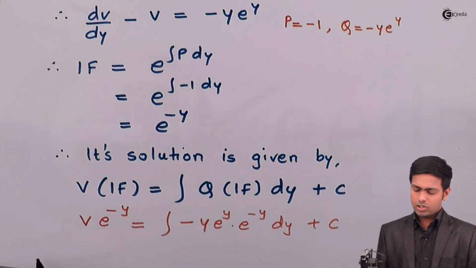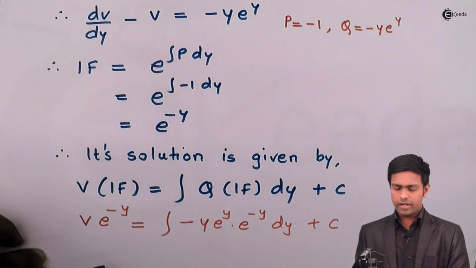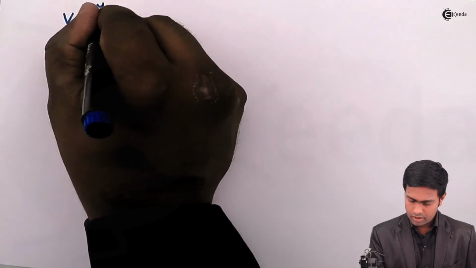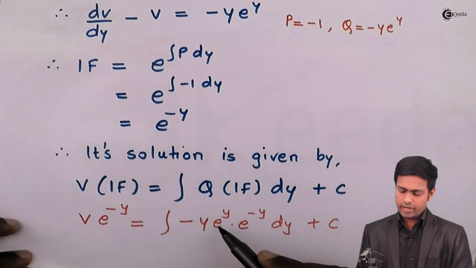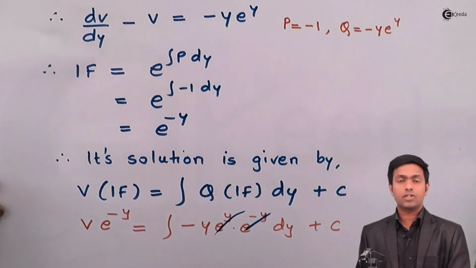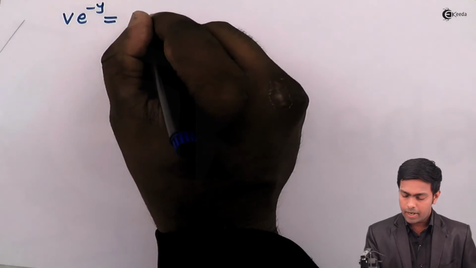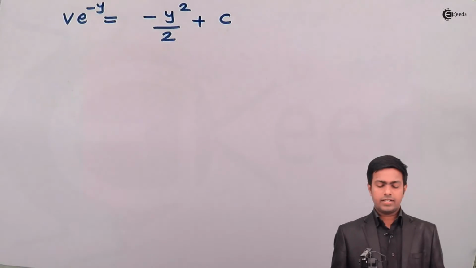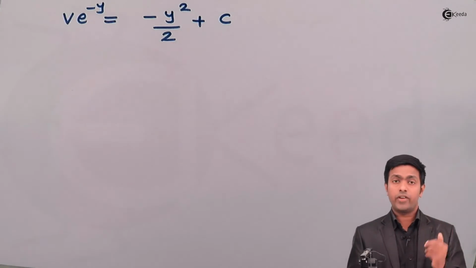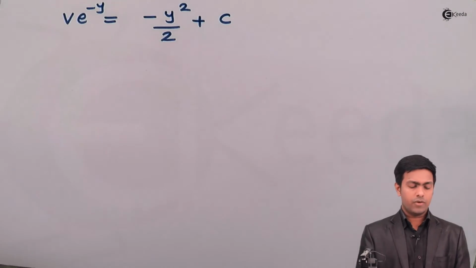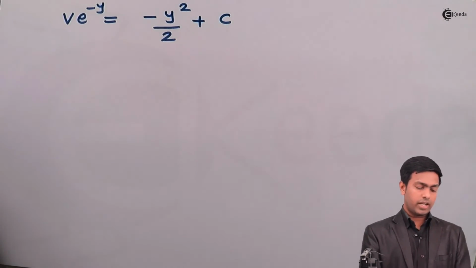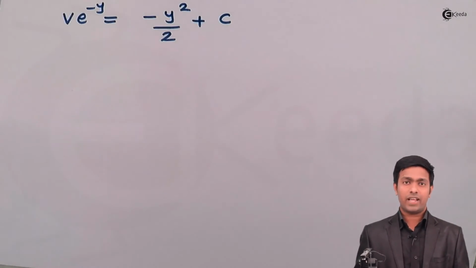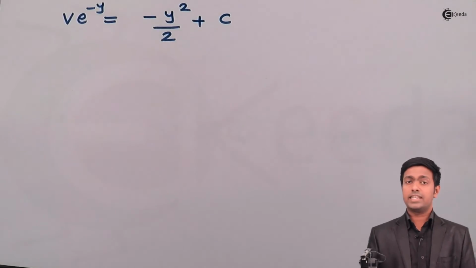So by solving this, here we will get v e raised to minus y as it is, equal to, now here e raised to y and e raised to minus y will be cancelled. The integration of minus y will be minus y square by 2 plus c. Now guys, we got the answer in terms of v and y, but the original question was given in terms of x and y. So if the question is given in terms of x and y, then we must have the solution in terms of x and y. So it means we have to do the resubstitution.